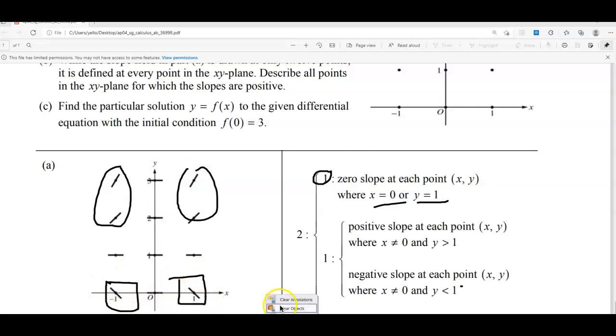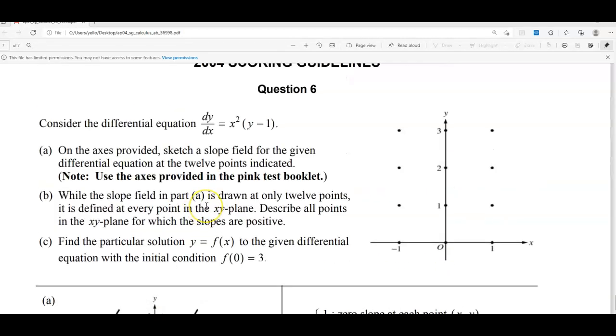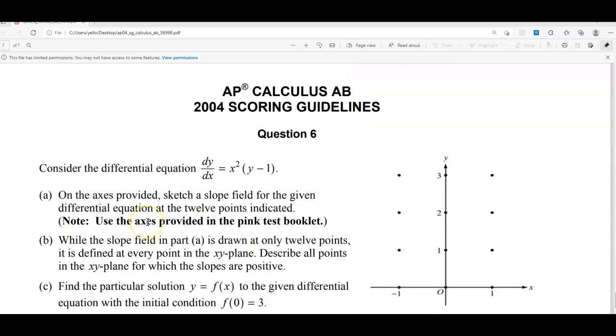But yeah, pretty much just like I told you though, they base the credit on whether or not you're getting positives, negatives, and zeros, right? But notice they didn't talk about steepness. Even though this one's supposed to be steeper than this, it's just too subjective of a thing to measure, so they don't really care about that.